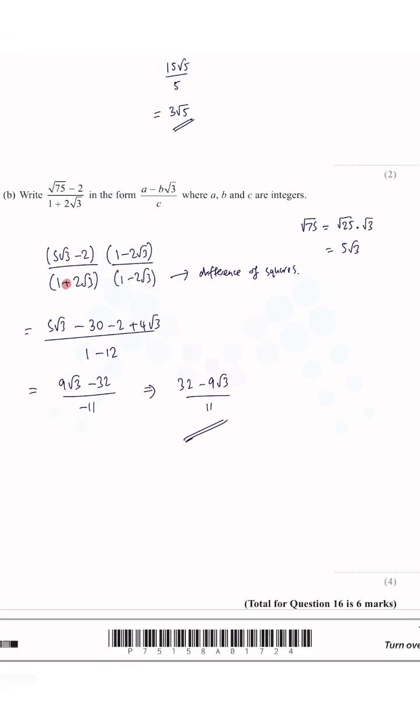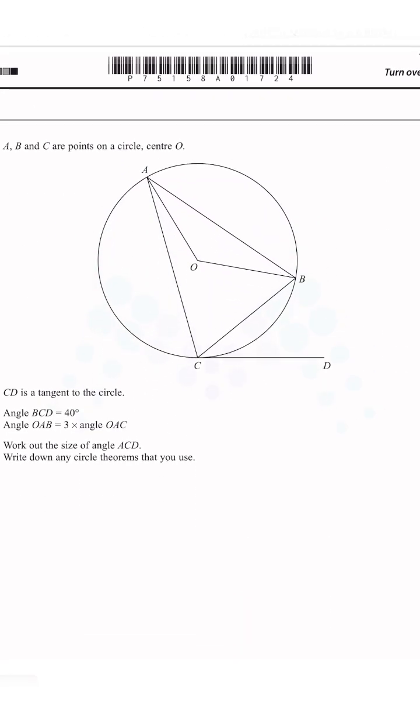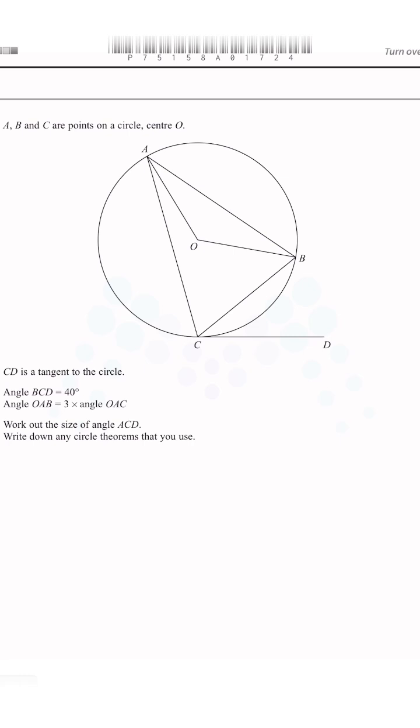Right, question number 17. Got a circle theorem question. Circle theorem, another one that comes up a lot on non-calculator papers. So they're given a tangent, and they said angle BCD is equal to 40. So this is my angle BCD. I look at the letter that's in the middle, and that's my angle 40 degrees.